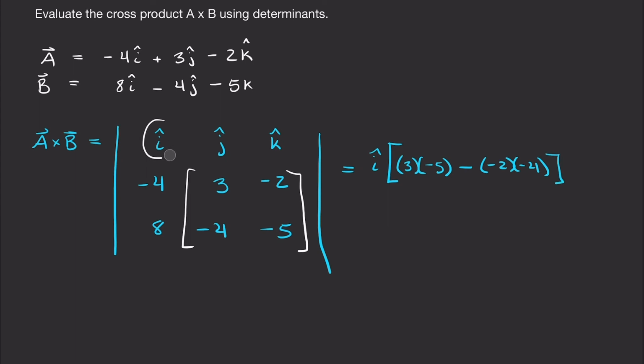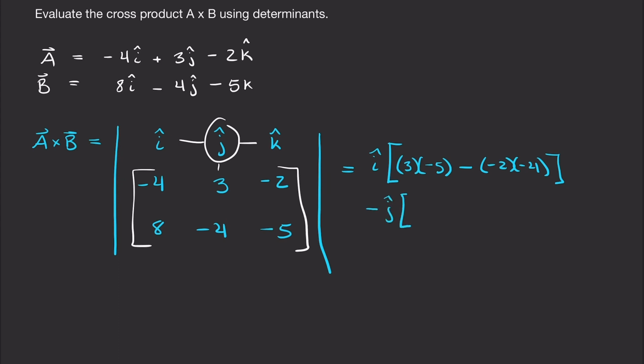And then I'm going to erase this for my second component. Going to do j hat. So again, cross these out. And I'm going to get the determinant of this guy. So this will be minus j hat. And then -4 times -5. And minus a -2 times 8.